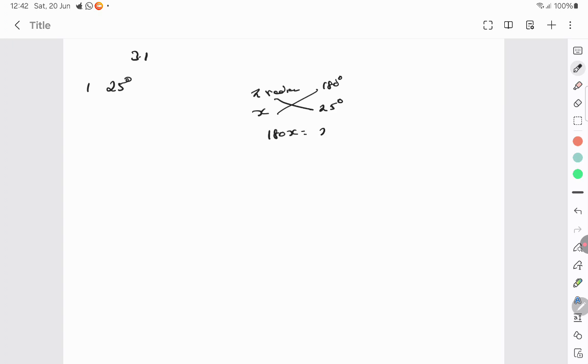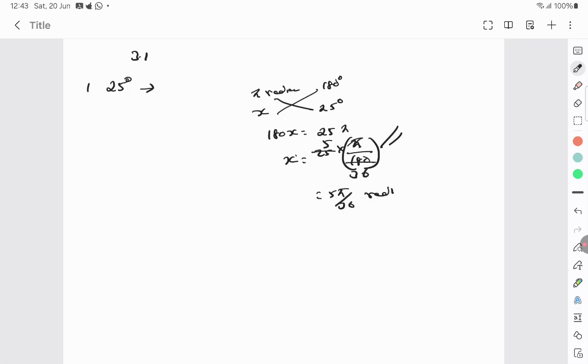180 into x is equal to 25 into pi. So x is equal to 25 into pi by 180. So when you want to convert a degree into radians, you multiply it by pi by 180. 5 5s are 25, 5 3s are 15, 6 5s are 30. So it's 5 pi by 36 radians. For radians, pi can still be in radians. You can leave it like that.